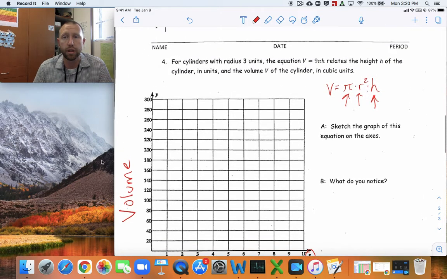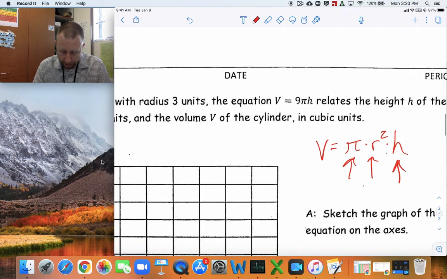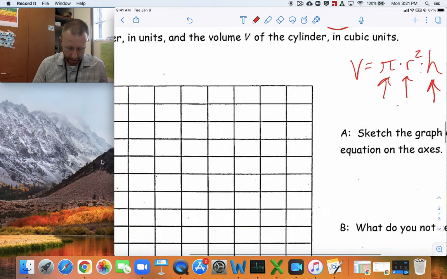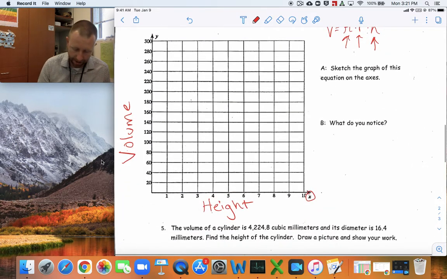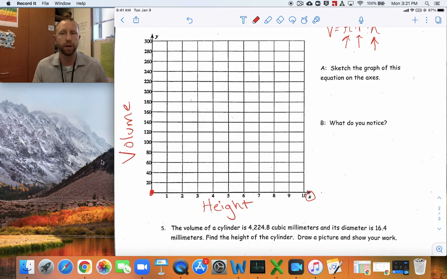If I put in 0 to that equation for the height, what's the volume going to be? You don't even need to actually plug it in to know that. We know that that's showing all multiplication, 9 times pi times h. And if one of those numbers is 0, we know multiplying by 0 always gets you an answer of 0, right? So my first point I'm going to put on here when they ask me to sketch the graph, I'm going to put a point right there at the origin at 0, 0. Because when h is 0, when the height is 0, the volume is also 0.